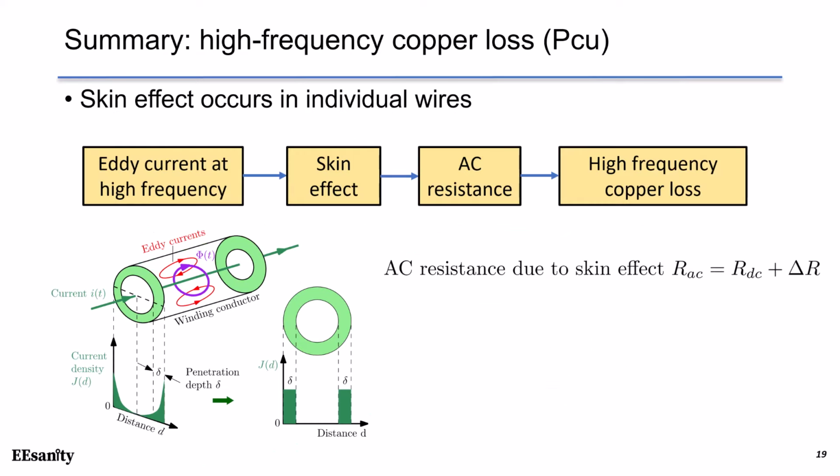Here is a quick summary of high-frequency copper loss, PCU. At high frequency, there are eddy currents in the conductor that cause the skin effect. The cylindrical conductor becomes hollow. This leads to additional AC resistance and high-frequency copper loss.